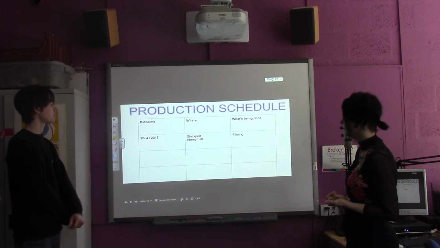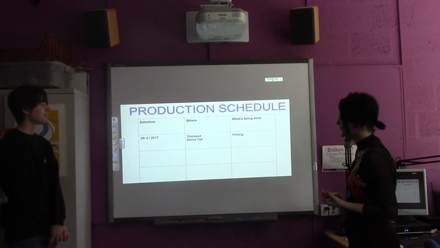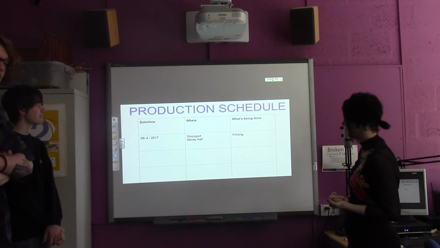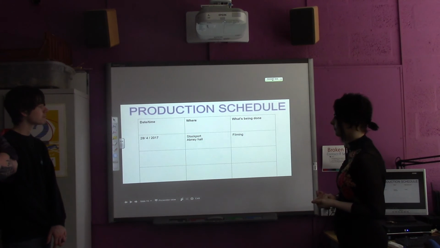Production schedule. The date, 28th of 4th, 2022. Stockport, Abbey Hall. That's where we're going, and what's been done is filming.